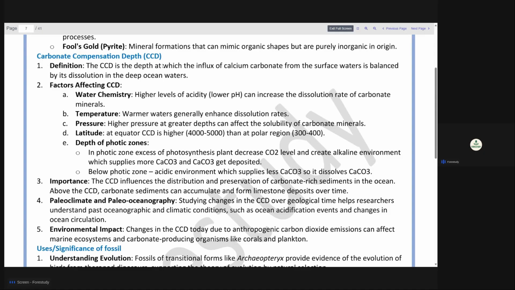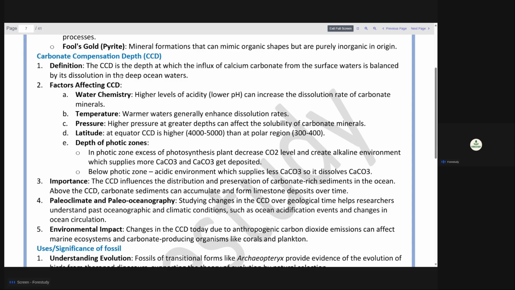So the first topic is carbonate compensation depth. Okay, CCD. This is not Cafe Coffee Day, but the carbonate compensation depth. The CCD is the depth at which the influx of calcium carbonate from surface water is balanced by its dissolution in the deep ocean water.